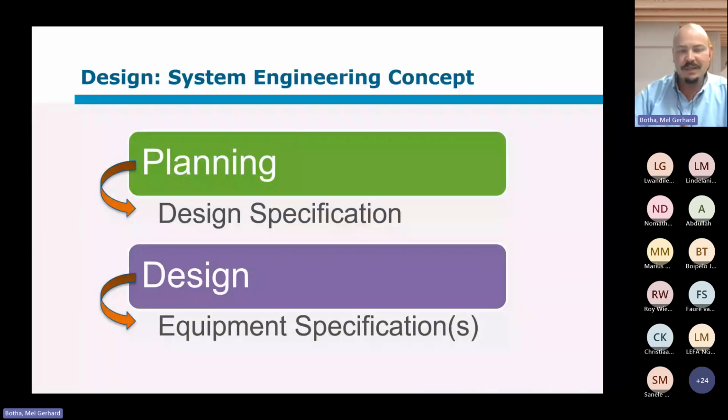From a systems engineering point of view, planning is when we decide what lines we need, what transformers we need, and that gives you the specification to do the design with. So that's the design specification. During the design process, you actually get to the equipment specifications. That is where you say, okay, I'm going to use the hair conductor, I'm going to use the transformer with these parameters, etc.